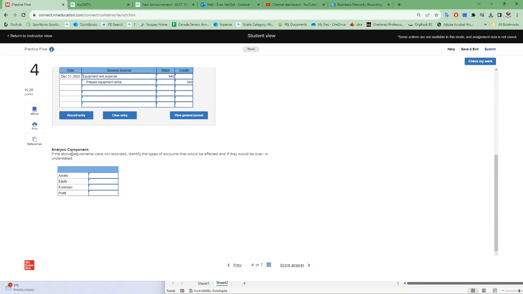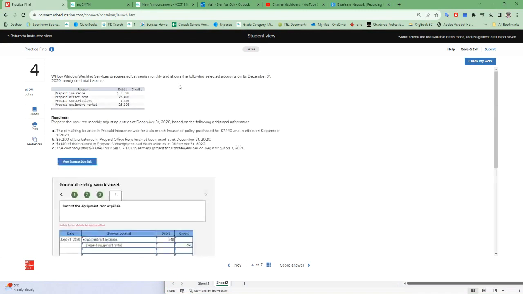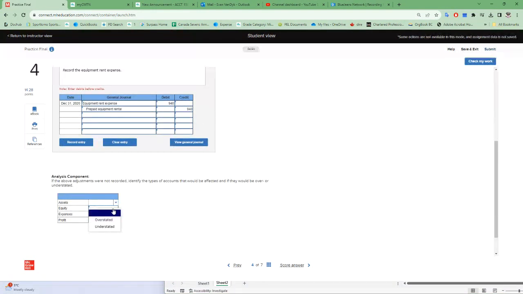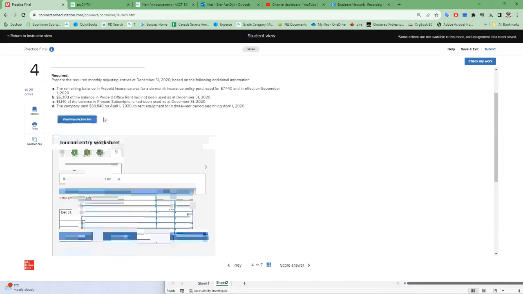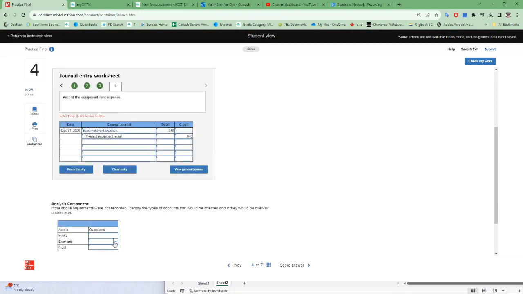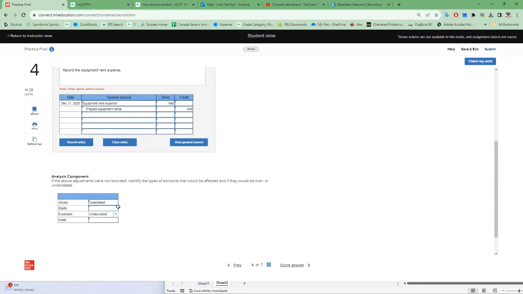If the above adjustments were not recorded, identify the types of accounts that would be affected if they would be overstated or understated. Okay, so let's think about this. Prepaid insurance, prepaids. So all of these would be overstated because we have reduced them, right? Because we had to reduce all of these prepaids. All of our expenses would be understated, our equity would be overstated because we don't have the loss, and so would our profit.